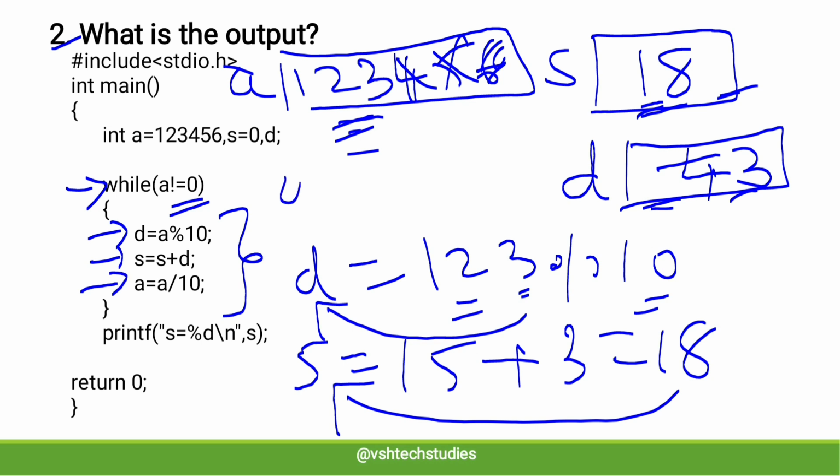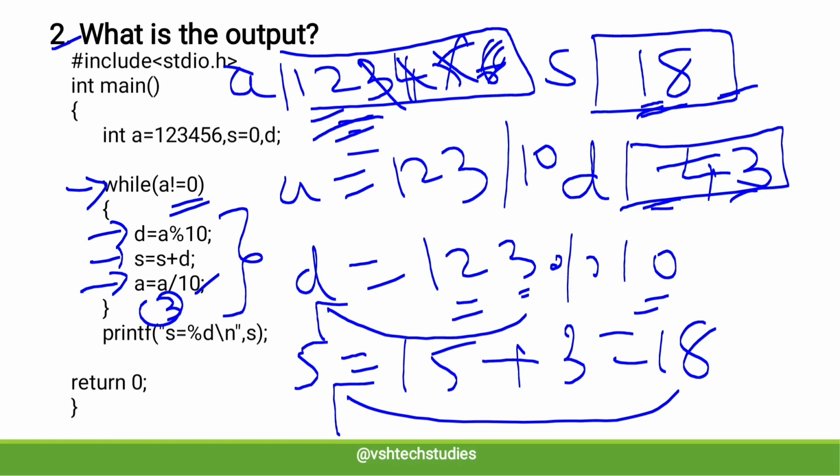Next, third instruction, A equal to A divided by 10. So A is 123 divided by 10, which means 12.3. So 0.3 cannot be saved, only 12 is saved. Now all the three instructions are over. So at the end of this iteration, A is 12, S is 18, D is 3. So now control will go back for the next iteration.